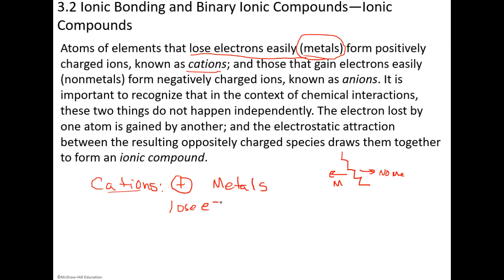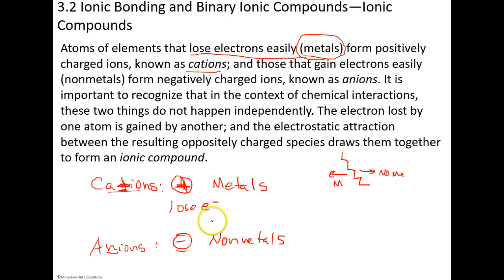Those that gain electrons easily, the nonmetals, are called anions. Anions form negative charges. These are the nonmetals, and this is always the case. Easy to remember: cation has a T in it, and that T looks like a plus symbol. So cations are plus. Anions has an extra N for negative. Very simple.